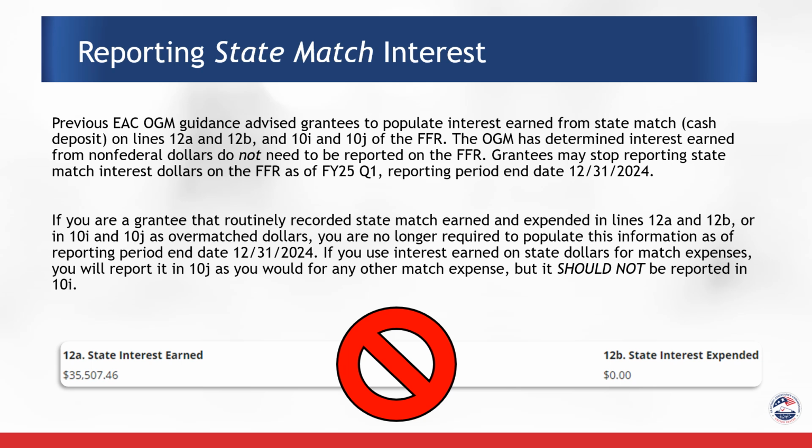However, if you're a grantee that uses cash to meet your required match and you've been earning interest and you want to show the expenses related to that, we are going to ask that you keep putting the expenses related to earned interest match from cash match on lines 10J. 10I should not be affected. We want to see only the required federal match amount in 10I, but if you're adding additional dollars towards their match, we want to see that on 10J. We'll get into that within the FFR so you can see an example soon.